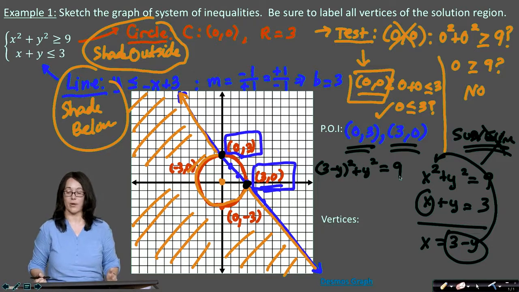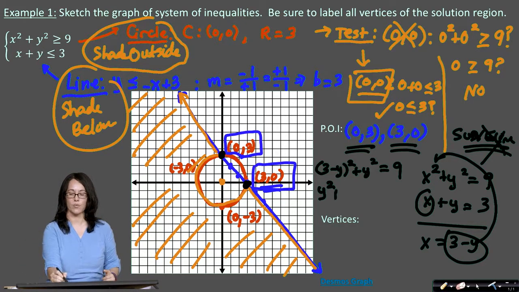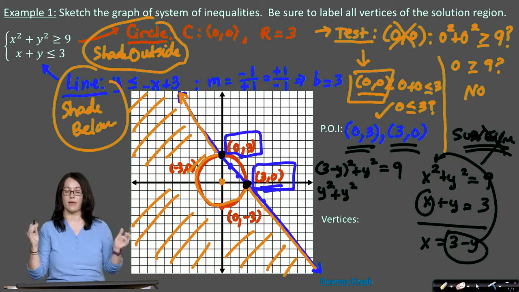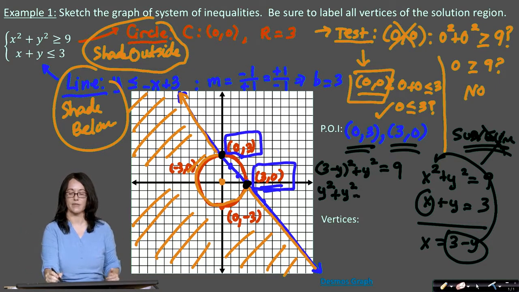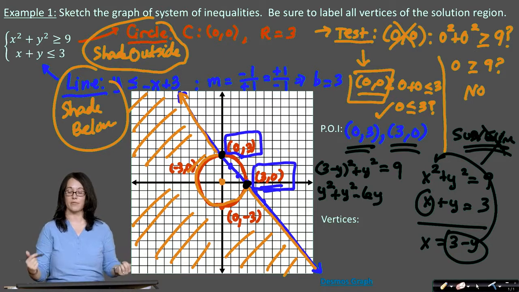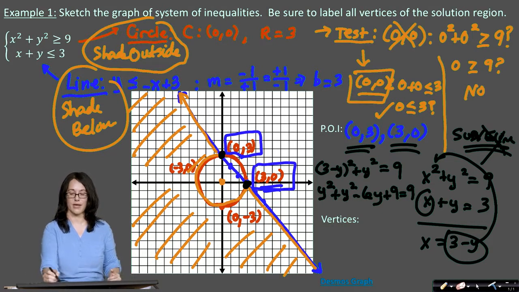So I get a quadratic equation, putting it in descending order, y squared. When I then go ahead and FOIL 3 minus y times itself, you'll end up getting a negative y times a negative y, which is a positive y squared. You'll end up getting a negative 3y two times, which is a negative 6y. And you'll end up getting positive 3 times 3, which is positive 9, equaling this 9 from the other side. The 9s will cancel when you subtract 9 on both sides. And if you add y squared plus y squared, you get 2y squared minus 6y equaling 0.